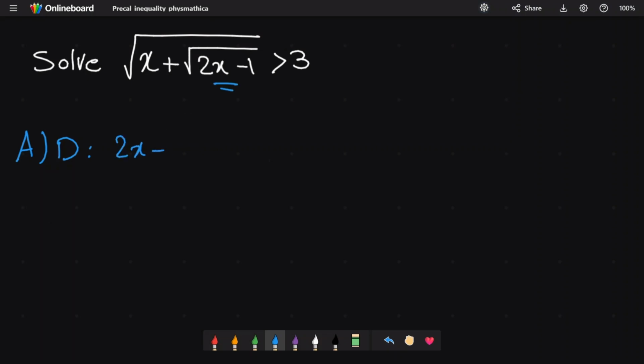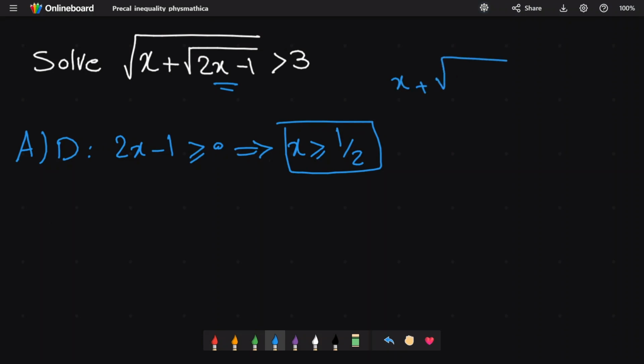We have 2x minus 1, which has to be non-negative because it is under a square root. So from here, we can simply say that x has to be bigger than or equal to 1 over 2. So this is our domain in this problem. You could also say that x plus the square root of 2x minus 1 has to be non-negative, which is correct, but you can clearly see that this case is already satisfying that as well, so we don't have to go through that. This is our domain.